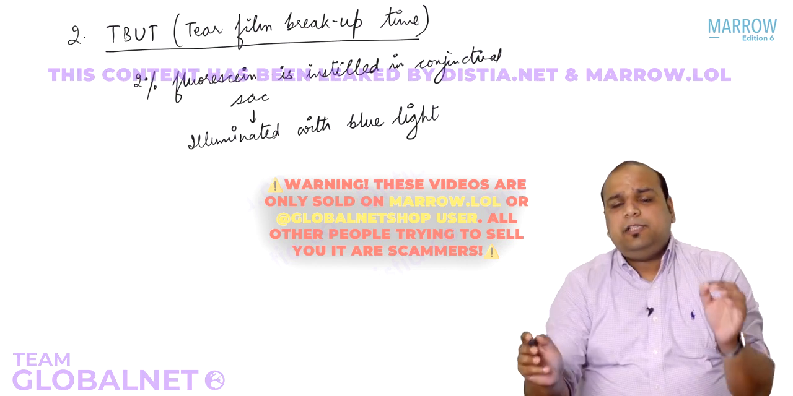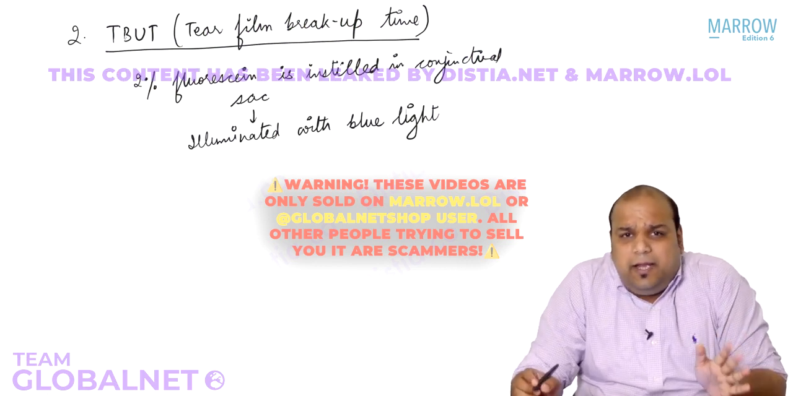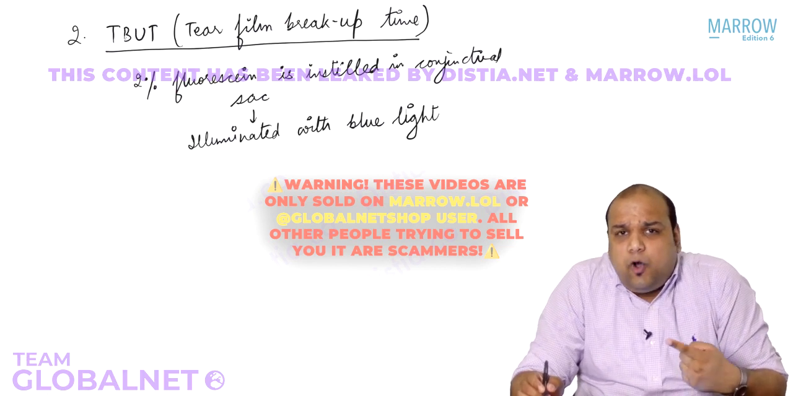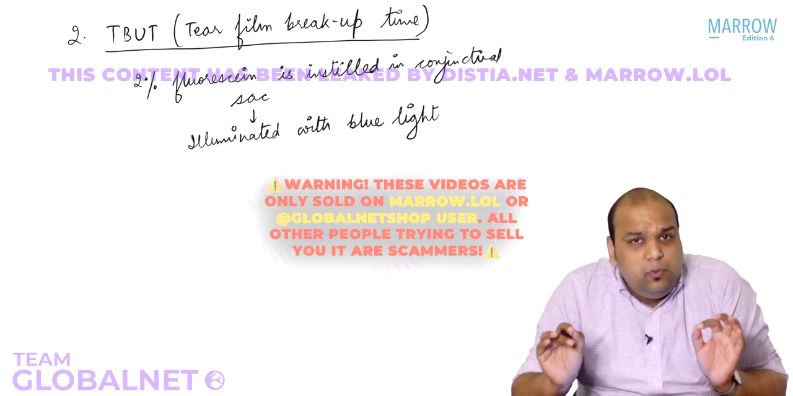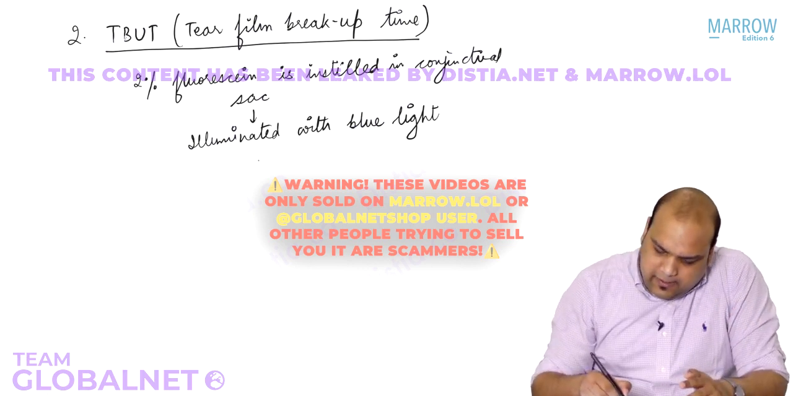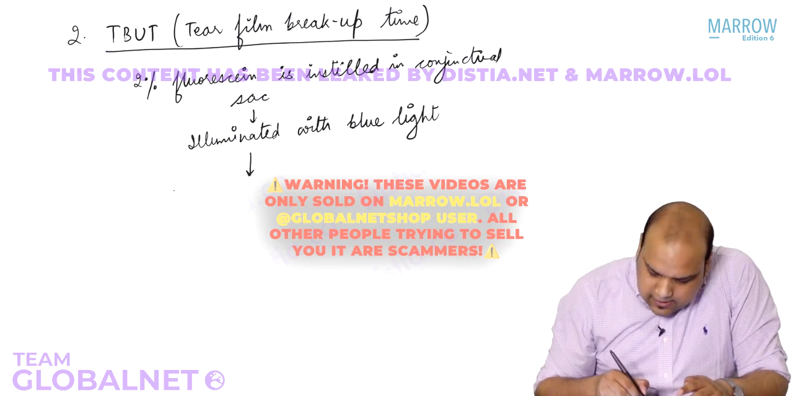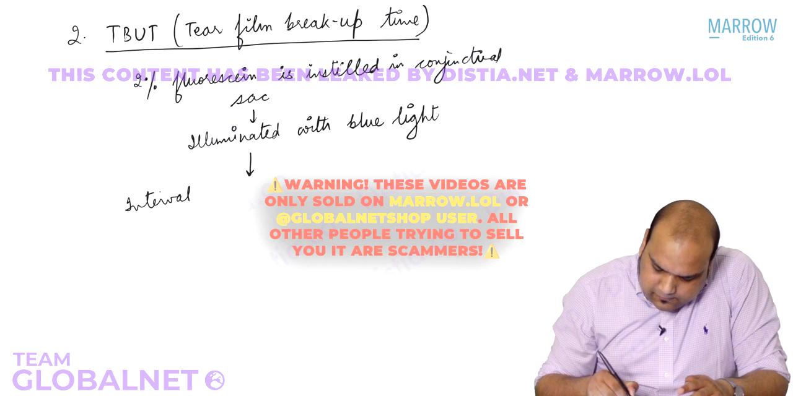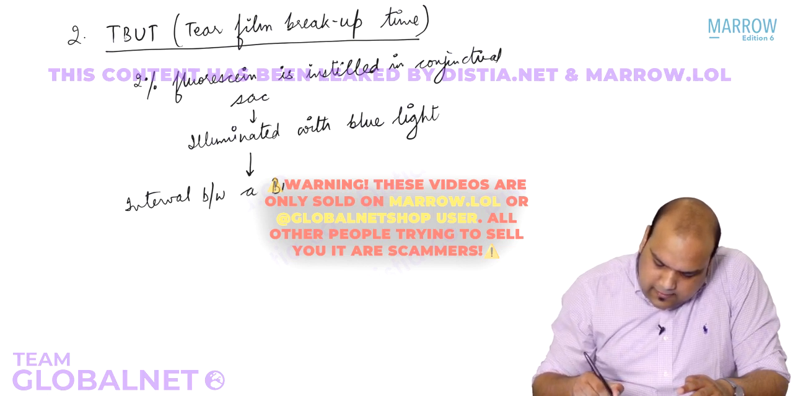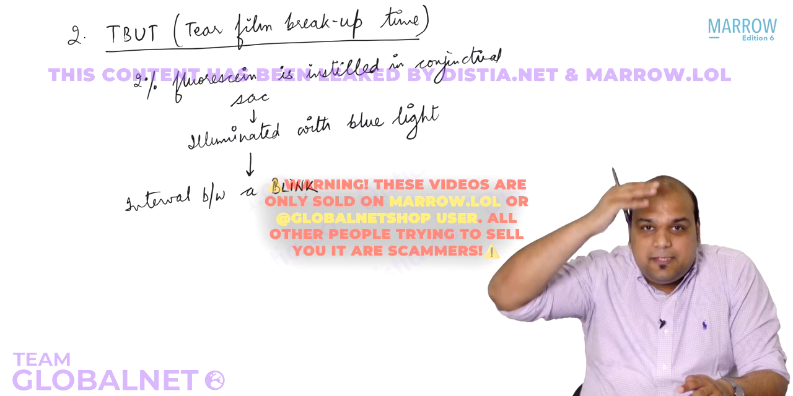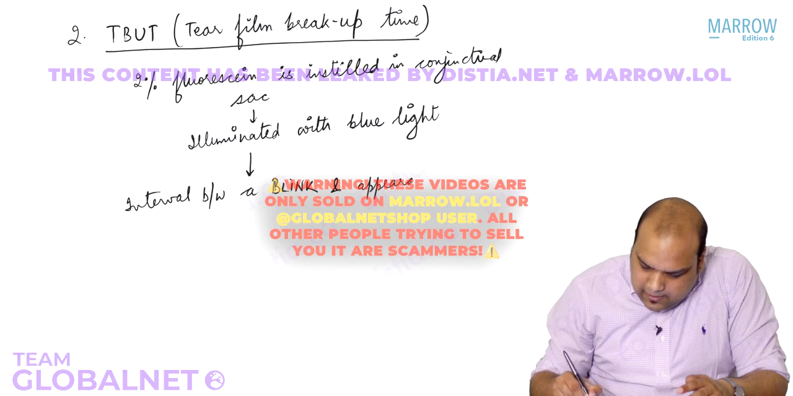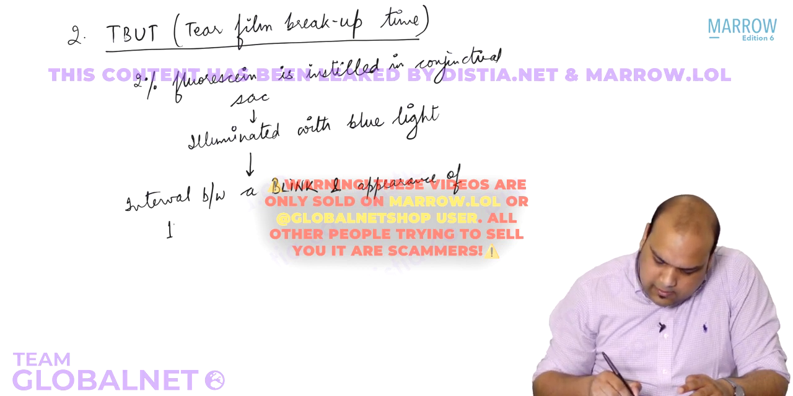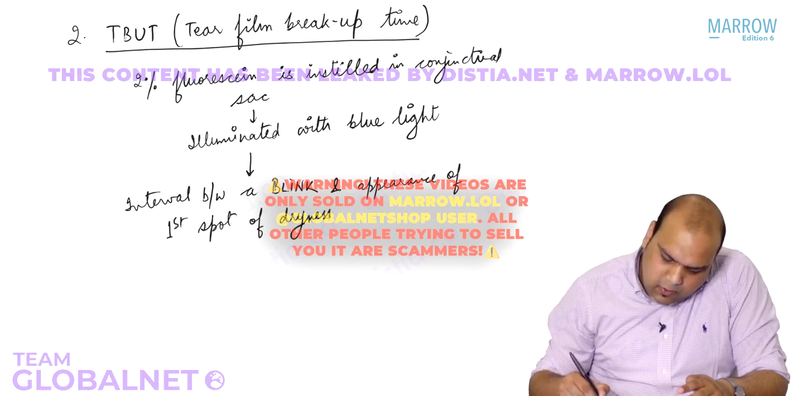I hope everywhere that we have mentioned fluorescein dye, we have always mentioned blue light, everybody. Whether it was in cornea, staining for corneal ulcer, or whether it was in Goldmann's applanation tonometry, okay? Everywhere we have to illuminate with blue light. Now, after this, everybody, what do we notice? We notice the interval between a blink. When you blink, it will spread the tear film all throughout, yes? And appearance of the first spot of dryness on cornea.